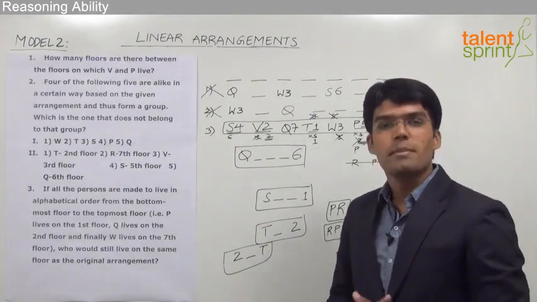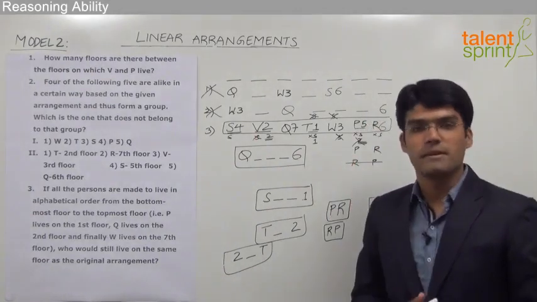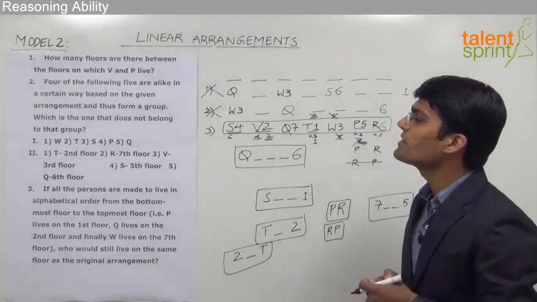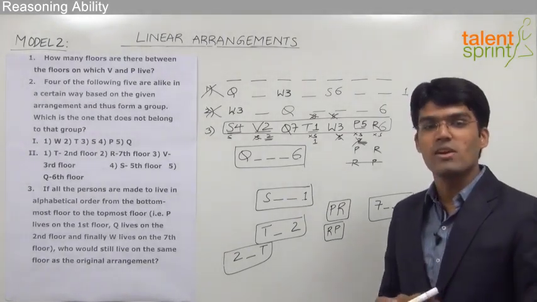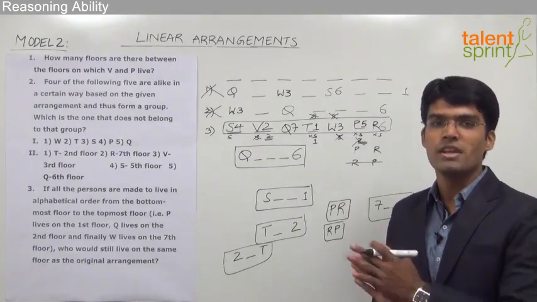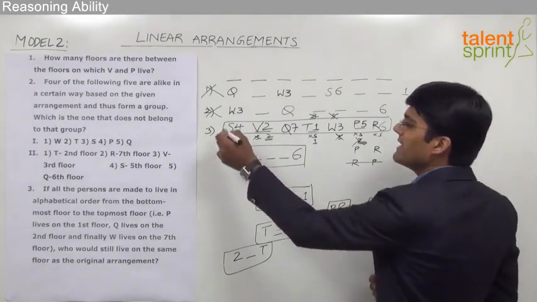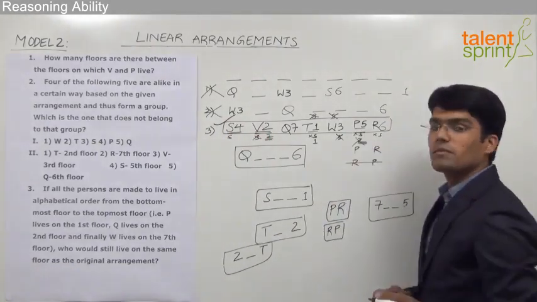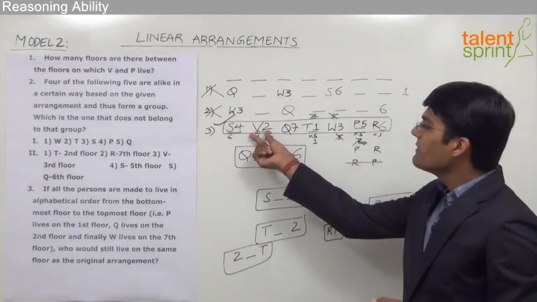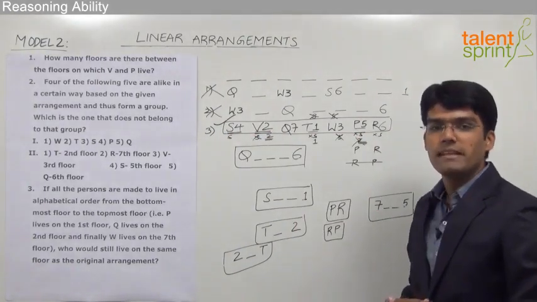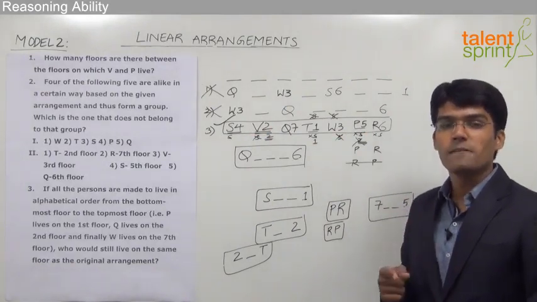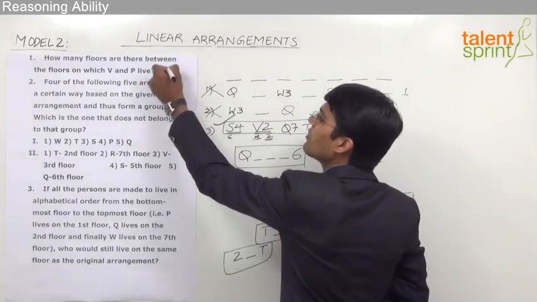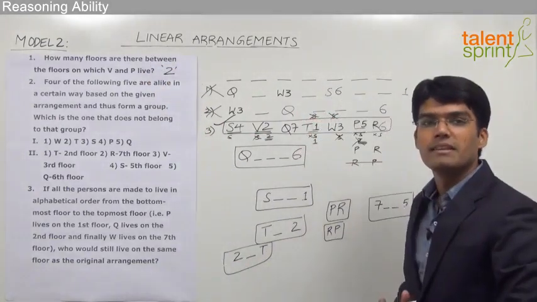Let us now look at some of the typical questions which have been asked based on this arrangement. The first question here is, how many floors are there between the floors on which V and P live? So we need to find out the number of floors between the floors on which V and P live. As we can see, this is the correct arrangement, and V lives on 2nd floor, whereas P lives on 5th floor. Now, the number of floors between the floors on which V and P live should be 2. That is, the 3rd floor and the 4th floor. So the answer for the given question should be 2. There are 2 floors between the floors on which V and P live.